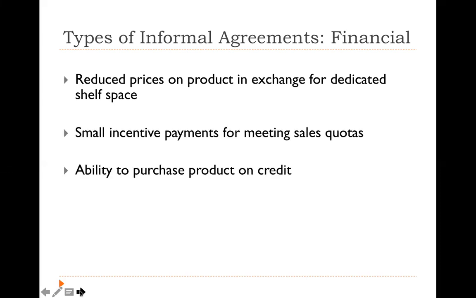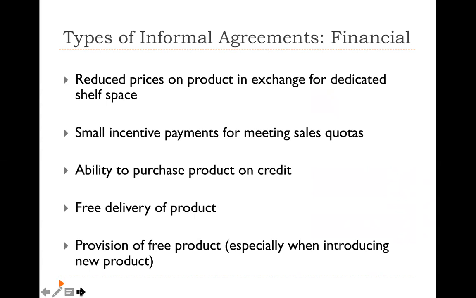A key form of informal agreement, and perhaps one of the major forms of informal agreement that was mentioned by the small store owners, were financial agreements. And this included many different types of financial agreements. So this could include reduced prices on the product in exchange for dedicated shelf space, small incentive payments for meeting sales quota. So that sounds very similar to the tobacco situation. The ability to purchase product on credit, free delivery of the product, or the provision of free product, at least initially when introducing a new product.